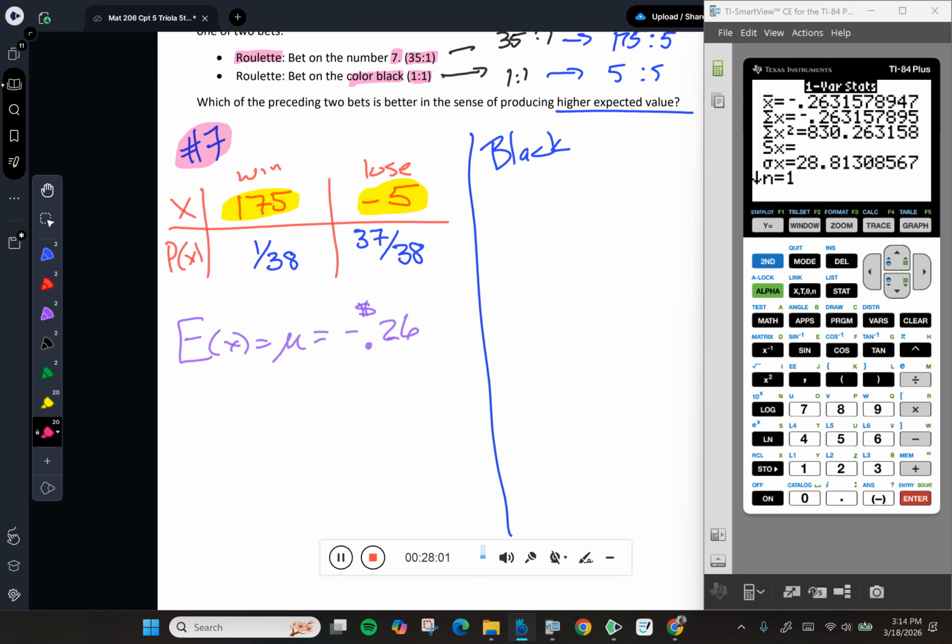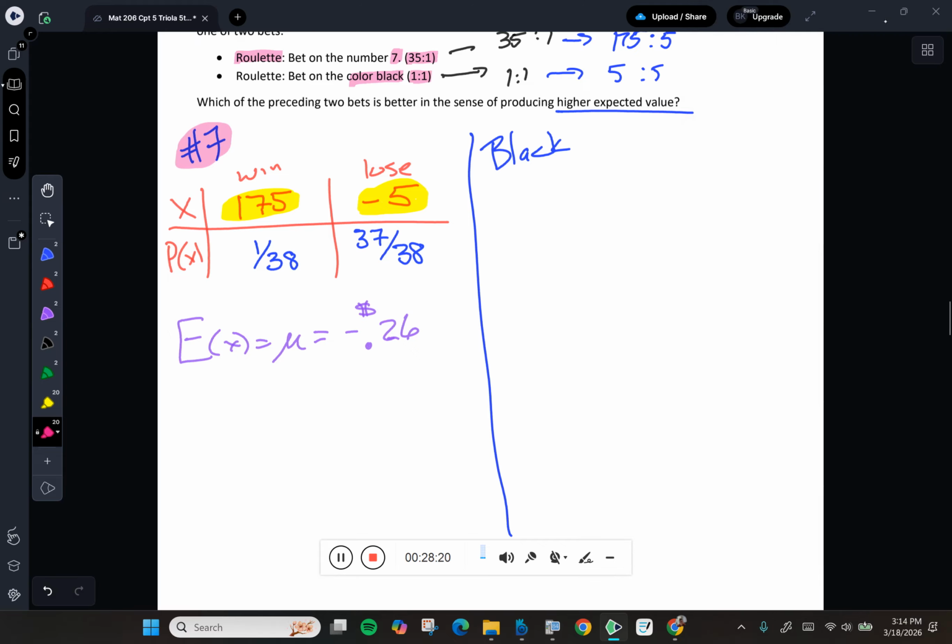But my average over a long run of the experiment would be to lose 26 cents. Okay, that tells me I shouldn't play that game. A negative expected value means they're always, on average, taking money from me. Now, it's not a lot of money, 26 cents per spin, but okay, they're still taking money from me. Maybe things would be better if we bet on black.